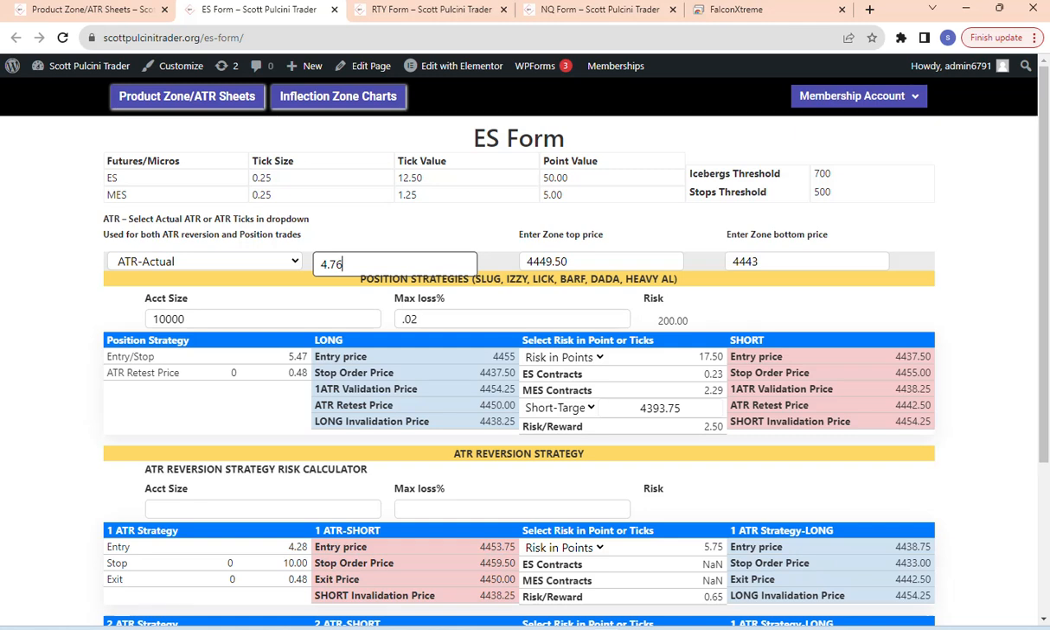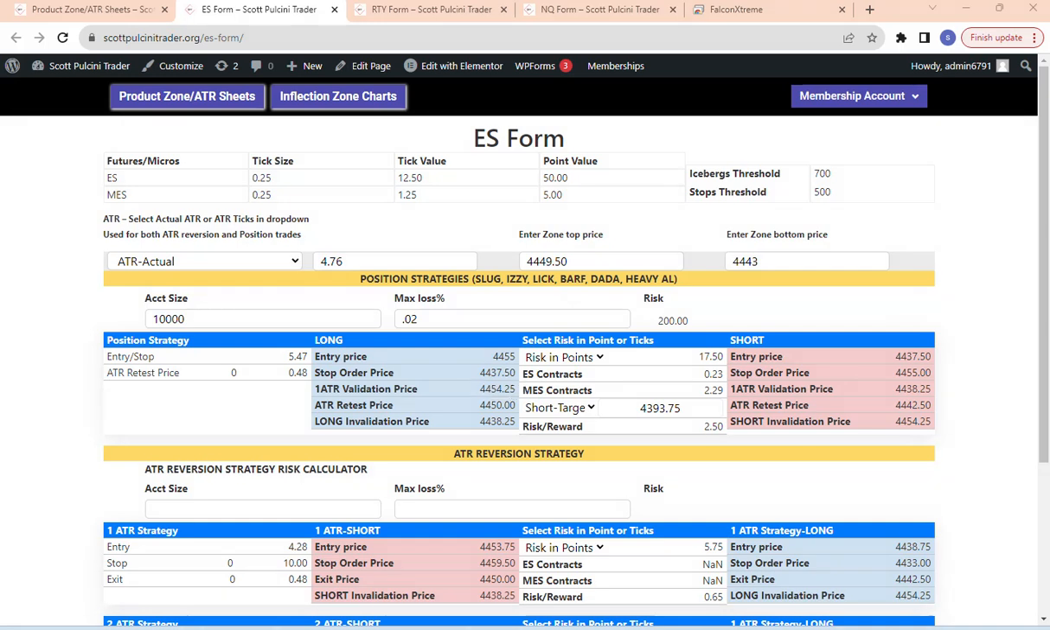So some other things on here. This shows me where I'm going to be entering. If I'm going to go long, I would be entering at 44.55. If I'm going short, 44.37.50. So say if I do go long at 44.55, my stop's at 44.37.50. It tells you exactly where to put your trade in, based on the ATR rules that I use, if you're going to take this trade. The validation price is 54.25.